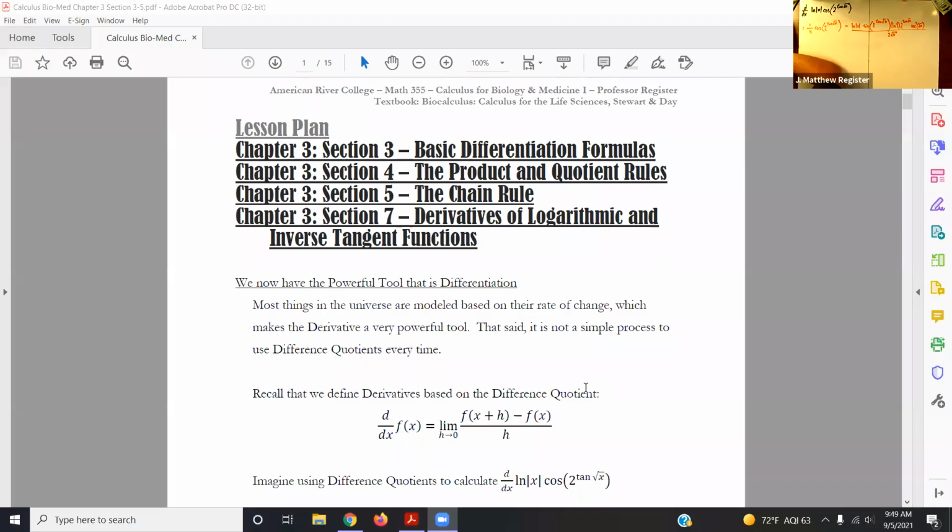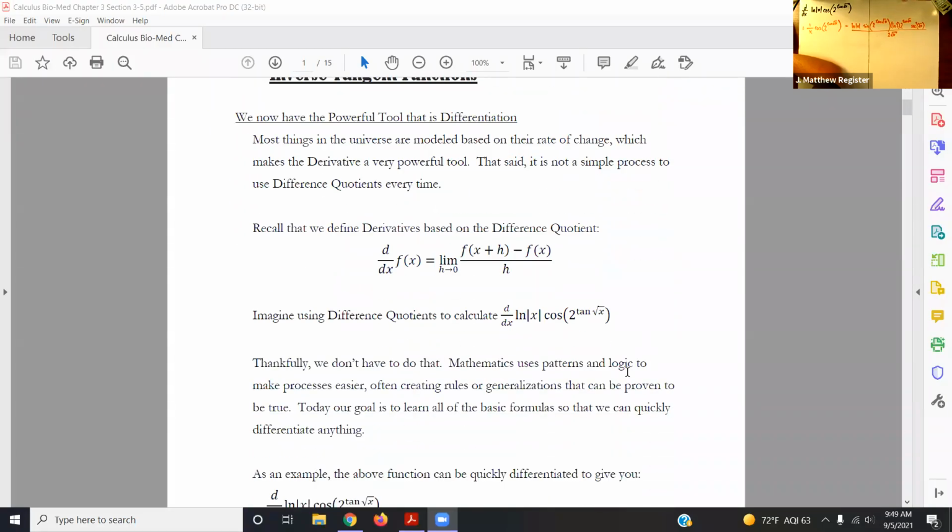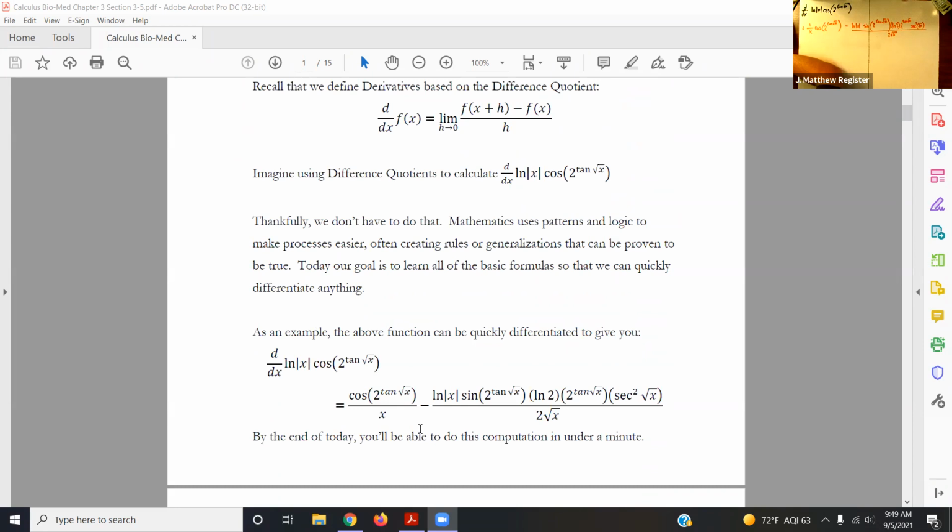Share the screen. And so scrolling down, we have the 1 over x. I did it as an over x here, it looks like. Cosine of 2 to the tangent root x minus, got the sign right, natural log of x, sine of 2 to the tangent root x, ln of 2, 2 to the tangent of root x, secant squared of root x, and over 2 root x. Cool. And so I haven't done this problem in a year and a half, 2 years, and I'm still able to do it without too much trouble.